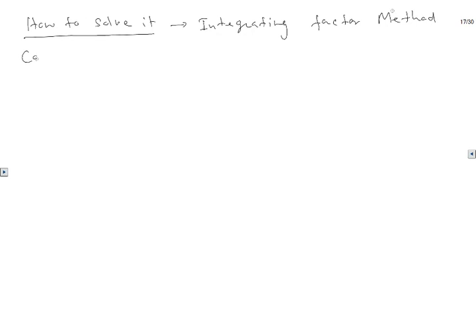So consider dy over dx plus p(x)y equal q(x). I will call this equation 1, because we can use this a lot. So this is equation 1. When you say equation 1, that's the one.